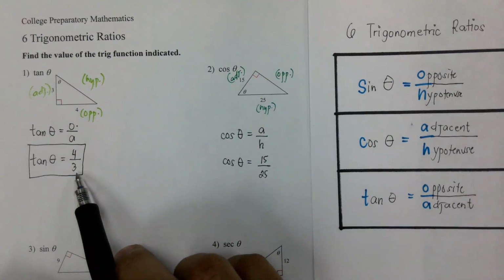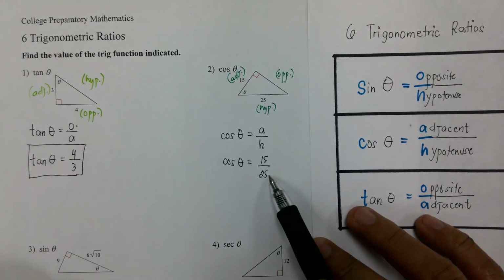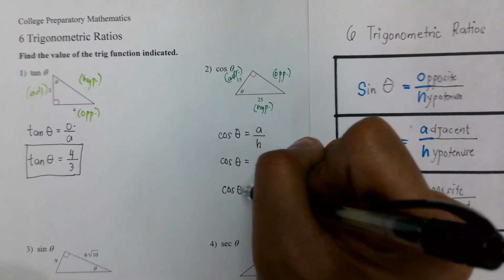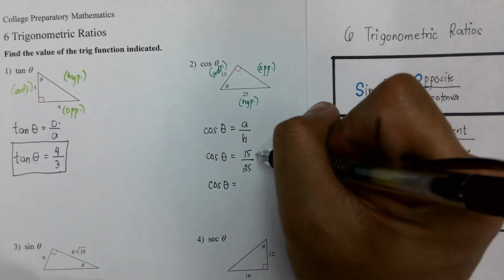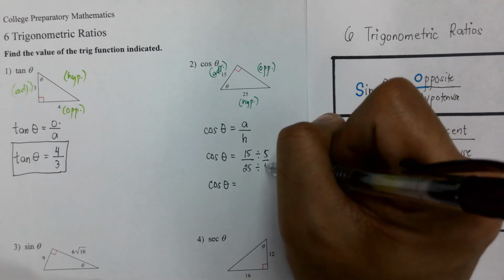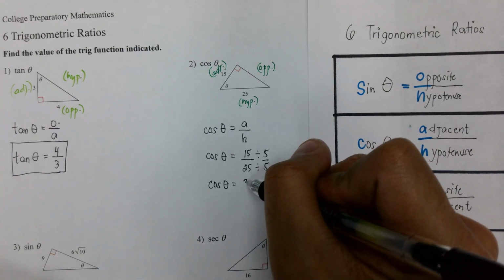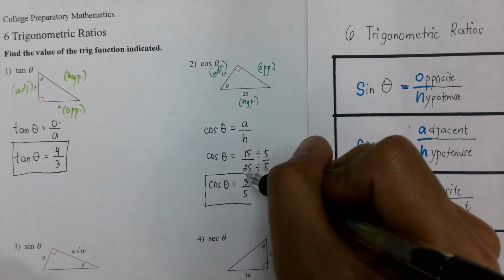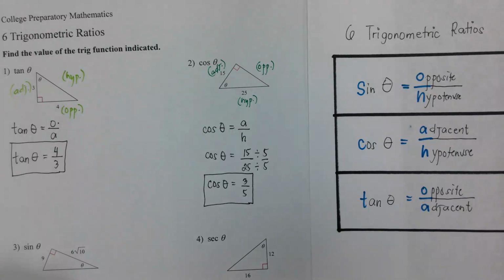Now, unlike 4 over 3, 15 over 25 is not yet in its simplest form. In order to do so, we would have to think of a number that could divide both 15 and 25. And that's actually by dividing both by 5. With that being said, we have our final answer of 3 over 5. And so the cosine theta is equivalent to the ratio 3 over 5.